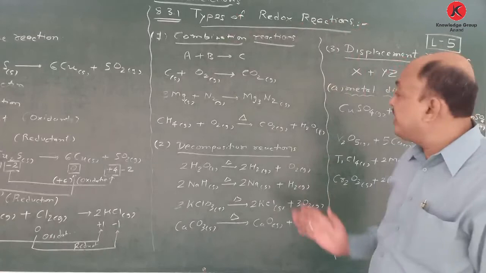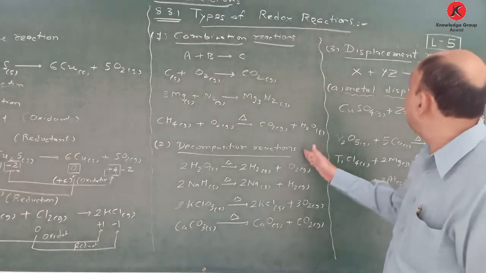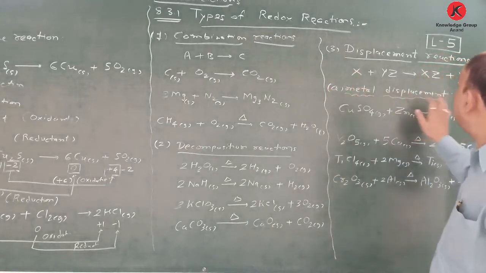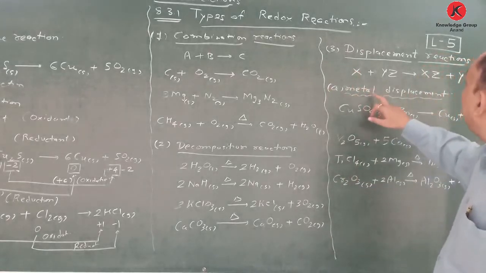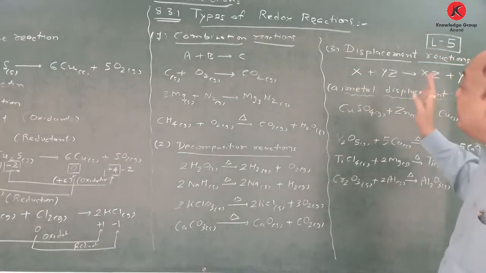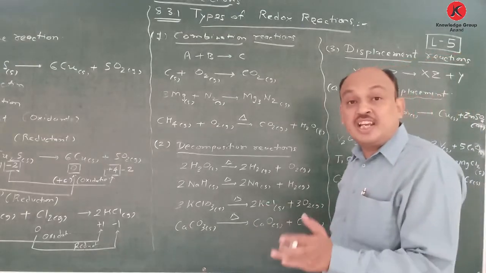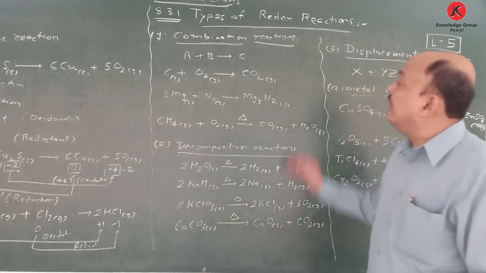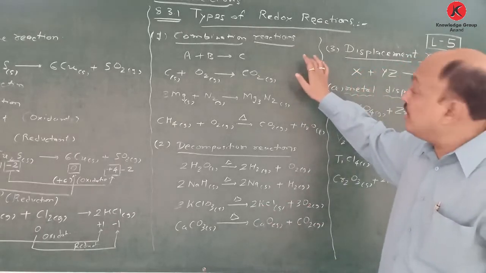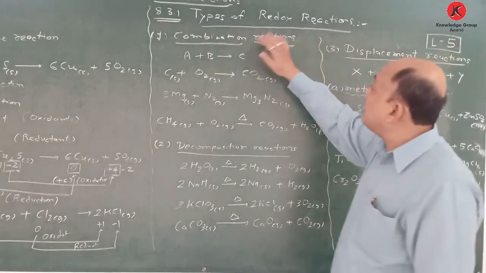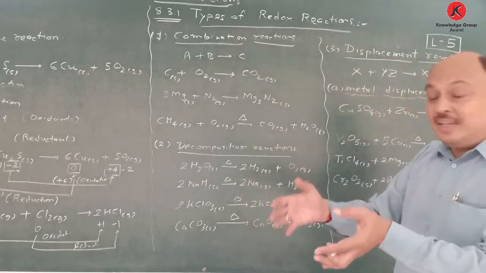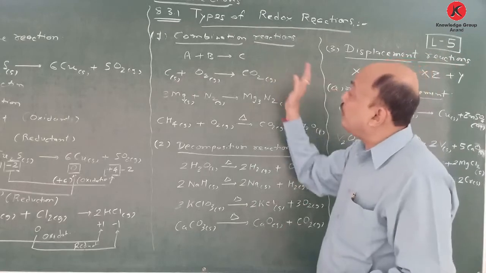First is the combination reaction, second is the decomposition reaction, third is the displacement reaction, in which one is metal displacement and the other is non-metal displacement reaction, and fourth is the disproportionation reaction. These are very important reactions which you have to learn, and might have learned in your lower standard also. So combination reaction means what? Combination means combine, and they convert into product.